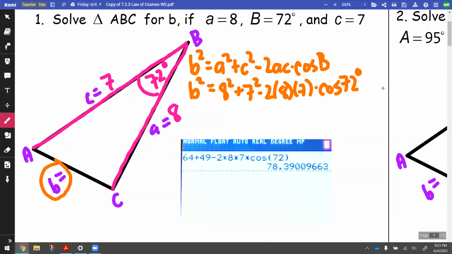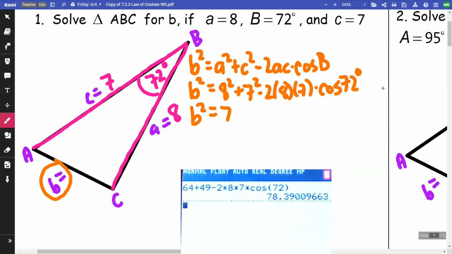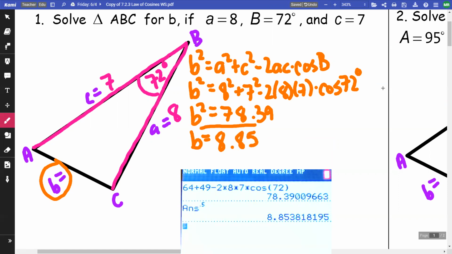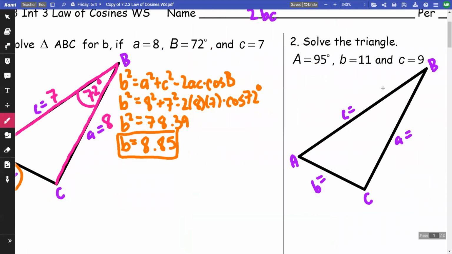And I end up getting 78.39, so I have b squared equals 78.39. Now that's b squared. I want b, so I'm going to take the square root. I raise this to the 0.5, or 1/2, which is the same as the square root, and I get 8.85. And that is little b.